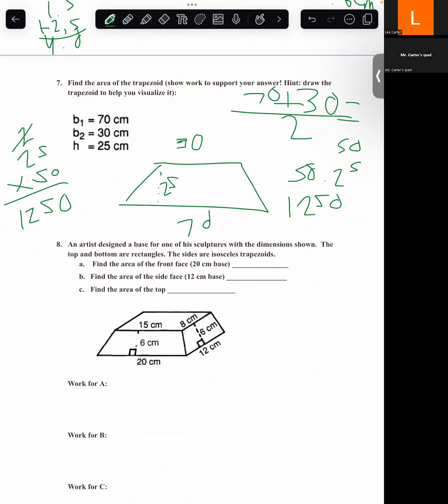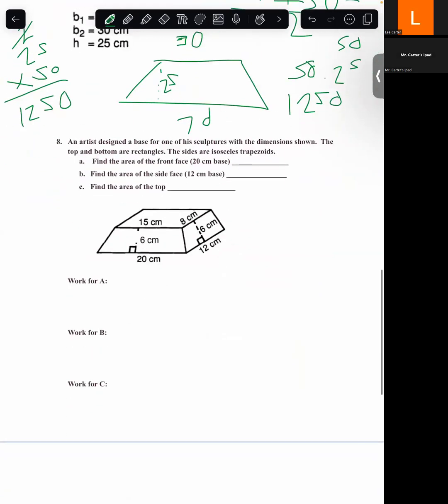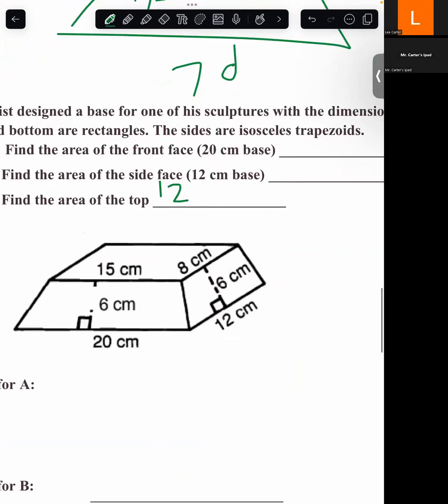All right, number 8. An artist designed a base for one of his sculptures with the dimensions shown. Top and the bottom are rectangles, the sides are isosceles trapezoids. Just trapezoids. Find the area of the front face, the side face, and the top. Okay, so the top, easy enough, right? So that would be 15 times 8, length times width, which is 120. Okay, so that would be 120 centimeters squared. Like how many little squares will fit in there?